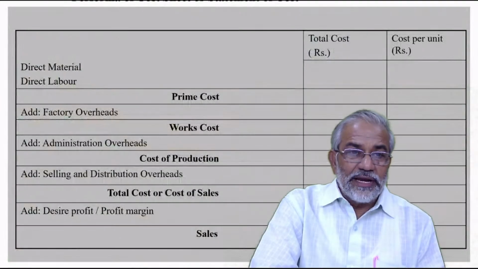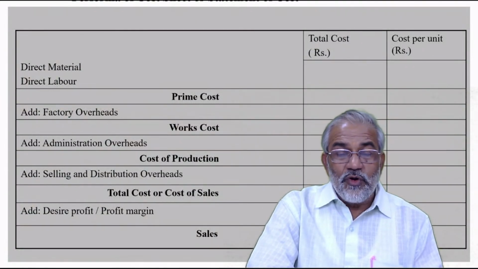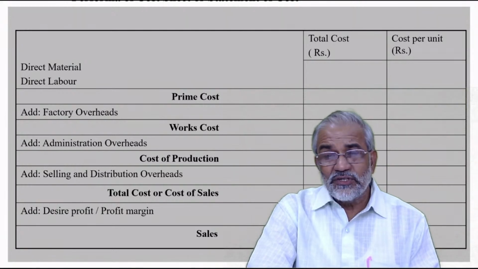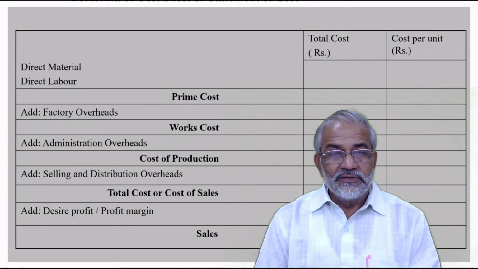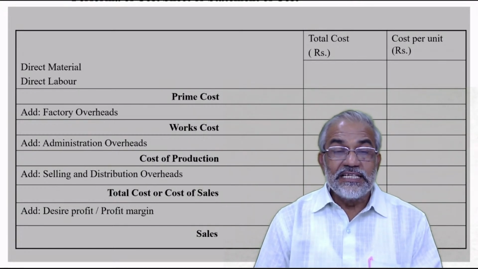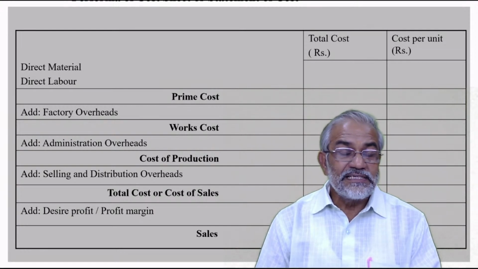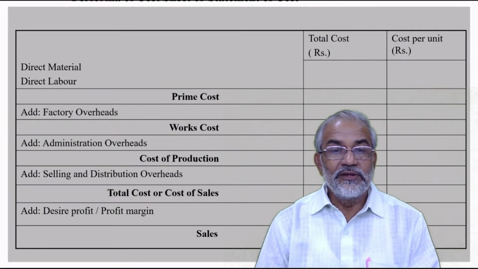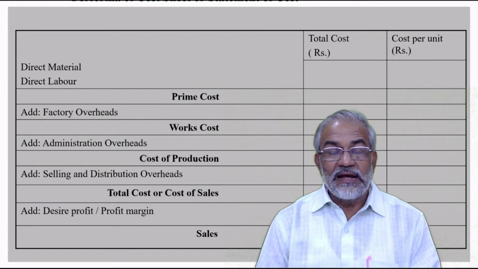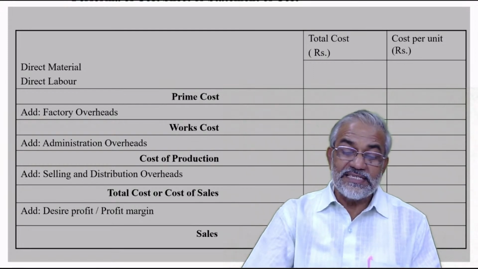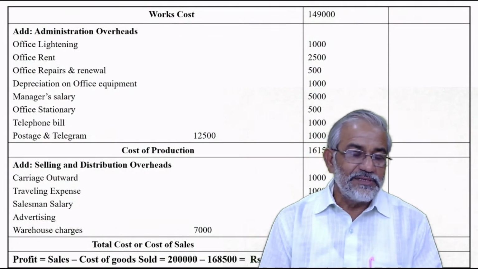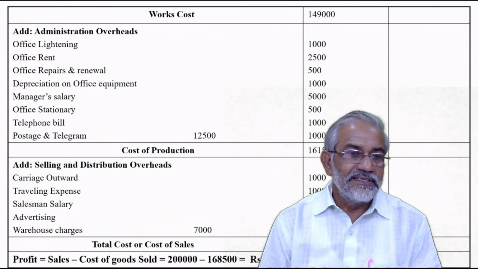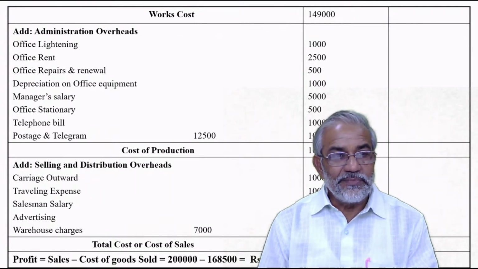So, factory overhead, when it is included with the prime cost, forms the works cost. And after determination of the works cost, we need to include the administrative overheads, that means indirect expenses relating to administration. That has to be included with the works cost, and after inclusion of that, the resultant would be the cost of production. You can see here what items come under the administrative overhead. Administrative overhead includes office lighting. It may be office rent. It may be office repair and renewals.